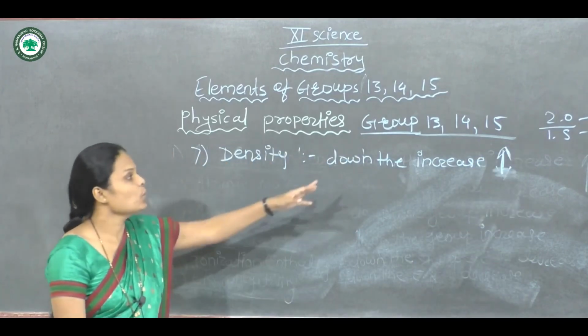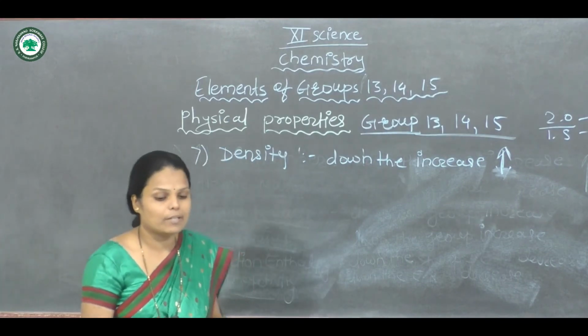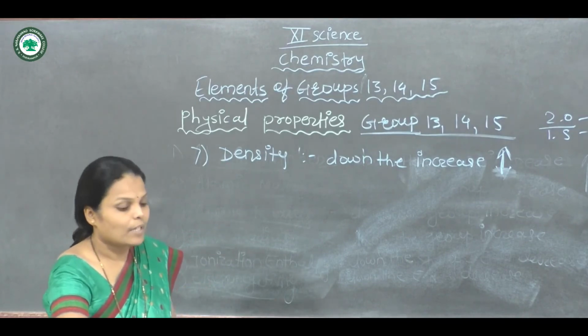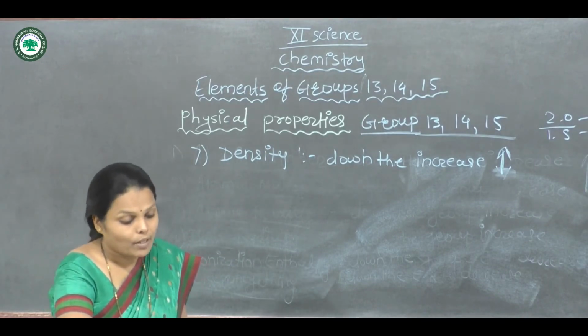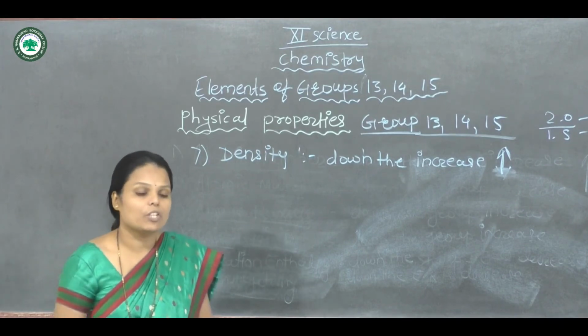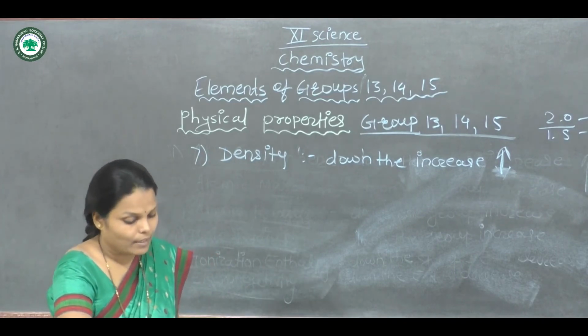Then group 14 is also the same case. Down the group the density value increases. Carbon's density value is 3.51, then silicon is 3.80, then germanium is 5.32. The density increases down the group.